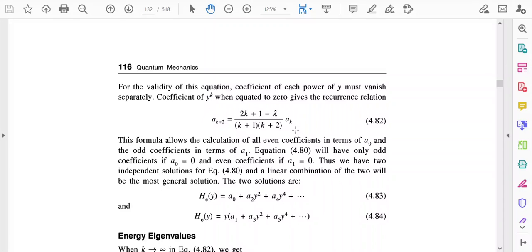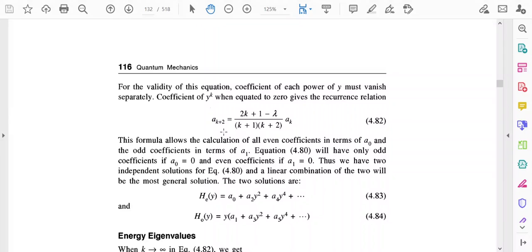This is the condition. This formula is known as the recurrence relation. Those who know about series solution must have read about the recurrence relation. So I suggest you go through some standard textbook on mathematical physics, and you will see how to perform the series solution method. This type of relation is known as the recurrence relation, and from this relation different a values can be found.